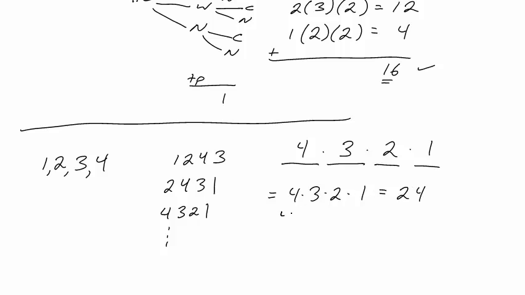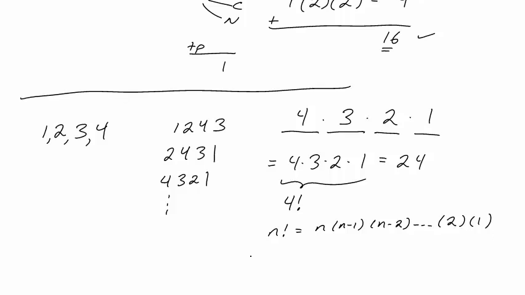And the other way that we'll write this is factorial. So this is 4 factorial, and in general, n factorial is going to be n times n minus 1 times n minus 2, and so on. You carry that pattern down until you get to 1, so 2 times 1 at the end.